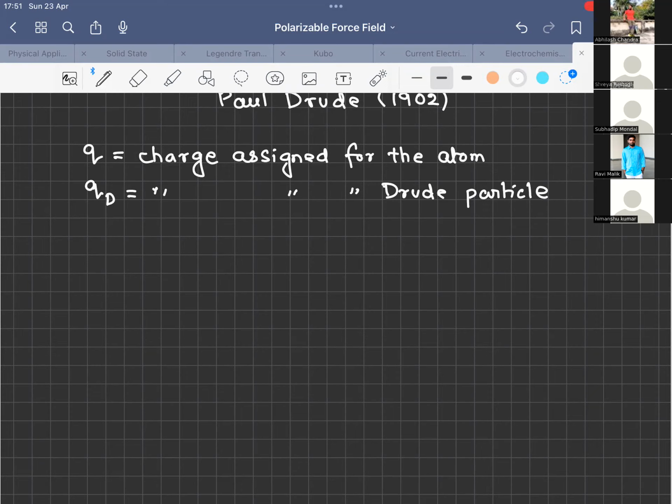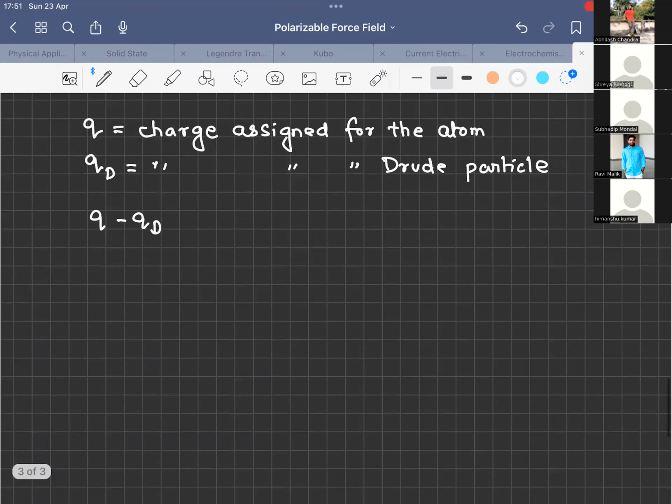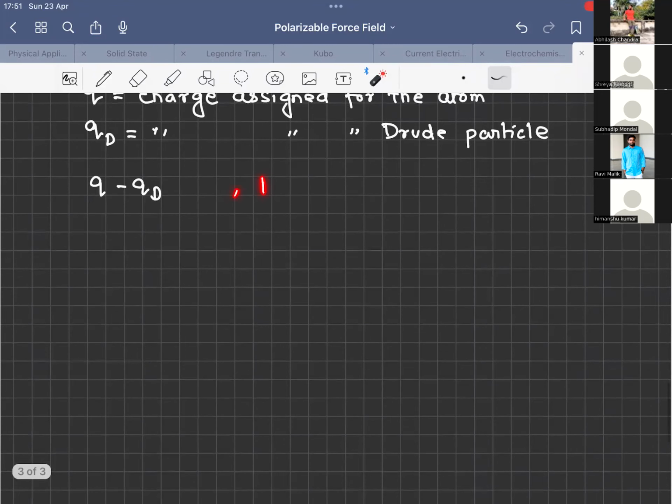they adjust the charge of the atom. In place of q, they replace it by q minus q_D to preserve the net charge of the atom together with the Drude oscillator. So at first they assigned q, and after that they adjusted it to q minus q_D to preserve the net charge of this auxiliary particle, the Drude oscillator, and the original particle. And here you can consider k_D to be the force constant of this harmonic spring.